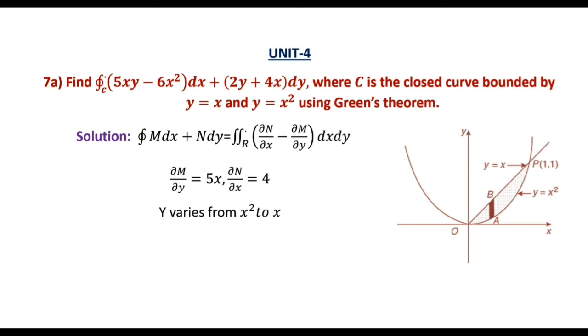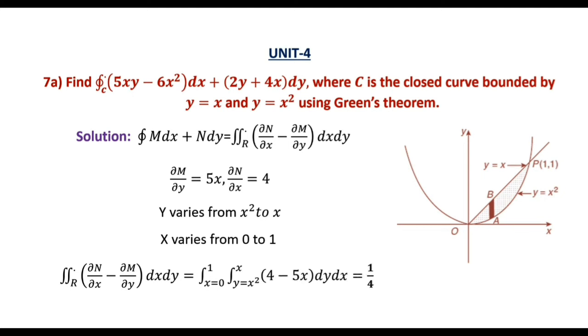The lower curve is x square, so the lower limit for y is x square, and the upper curve is x. So the upper limit for y is x, and x limits from 0 to 1. Why? Because the region covers the value of x from 0 to 1, and the double integral over R of (∂N/∂x minus ∂M/∂y) dx dy is the integral from 0 to 1, integral from x square to x for y, of the integrand 4 minus 5x dy dx.